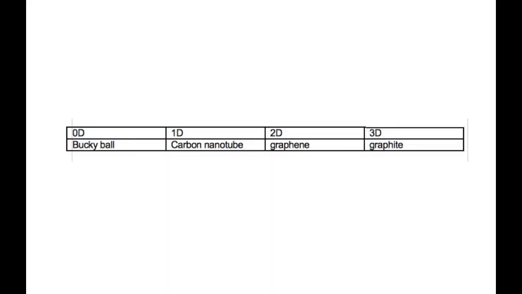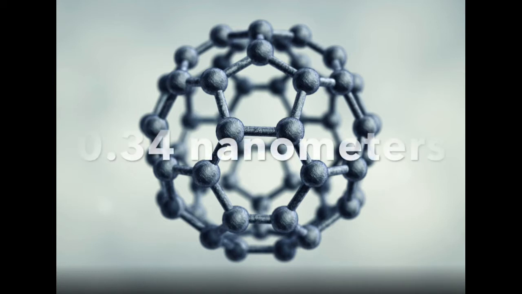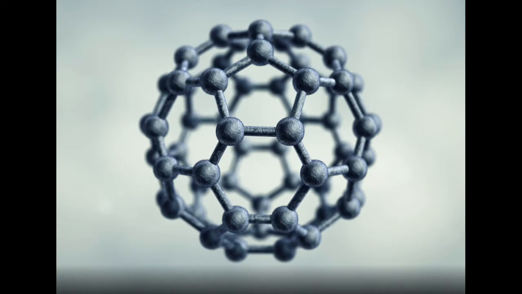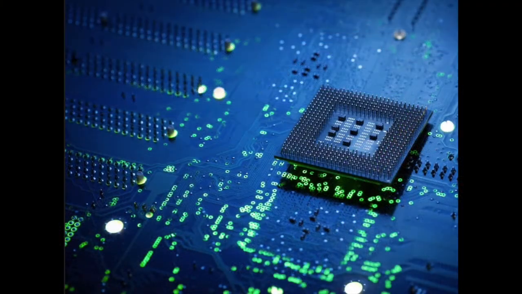Thinnest possible material. 0D, 1D, 2D, 3D. Buckyball, carbon nanotube, graphene, graphite. Graphene is a single layer of covalently bonded hexagonal carbon rings which has a thickness of approximately 0.34 nm. This means that less than 1 gram of graphene can cover an entire football field. This makes graphene an ideal candidate for nanoelectronic applications that are looking for new ways of miniaturizing devices and computing power.